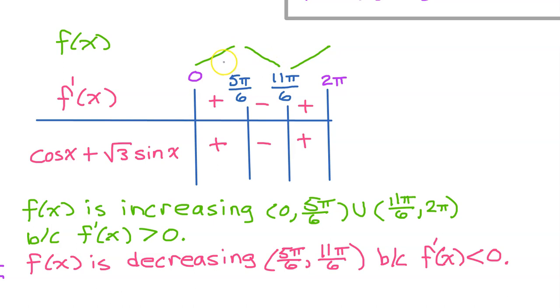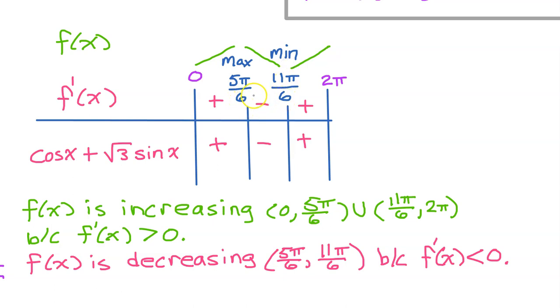That tells us that we are looking at a relative max. See how it's at the top of a hill. And then looking at 11 pi over 6, it was decreasing before 11 pi over 6, increasing after 11 pi over 6. So that tells us that we have a relative min here.